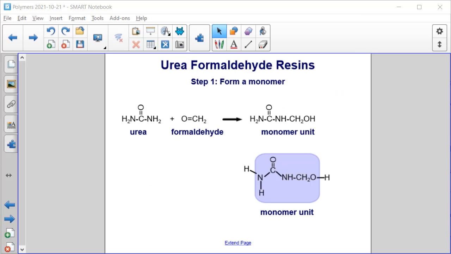All right, so let's show each of these steps separately. First, we combine the urea and the formaldehyde to form a monomer. And the monomer unit looks like this. And you can see from the shading that on one end we have our OH, and on the other we have a free hydrogen. So this monomer here can continue to the next step.